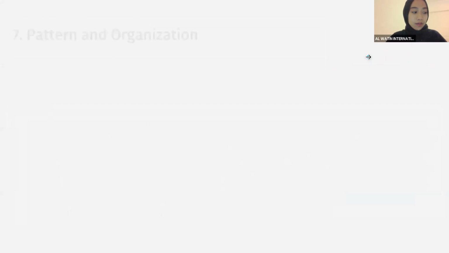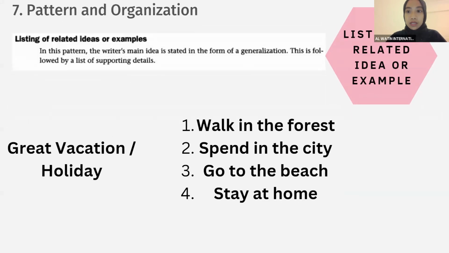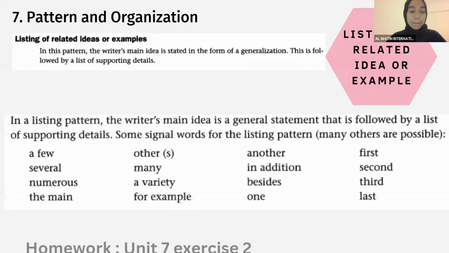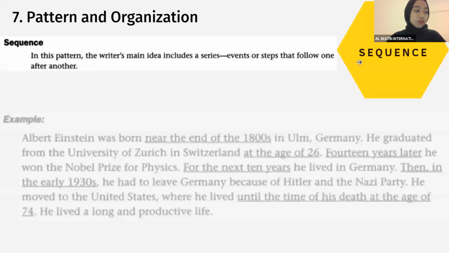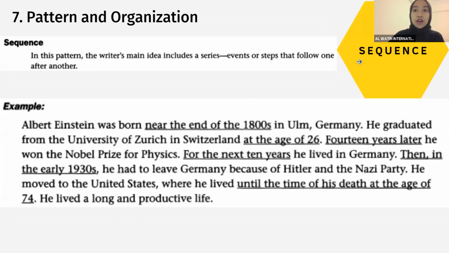And this is listing. Okay, this is listing. Now, for sequence, here we can see sequence. In this pattern, the writer's main idea includes a series of events or steps that follow one after another.